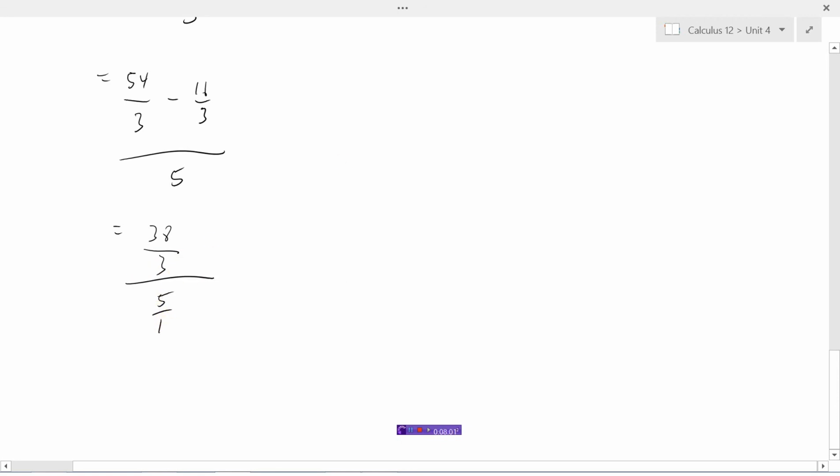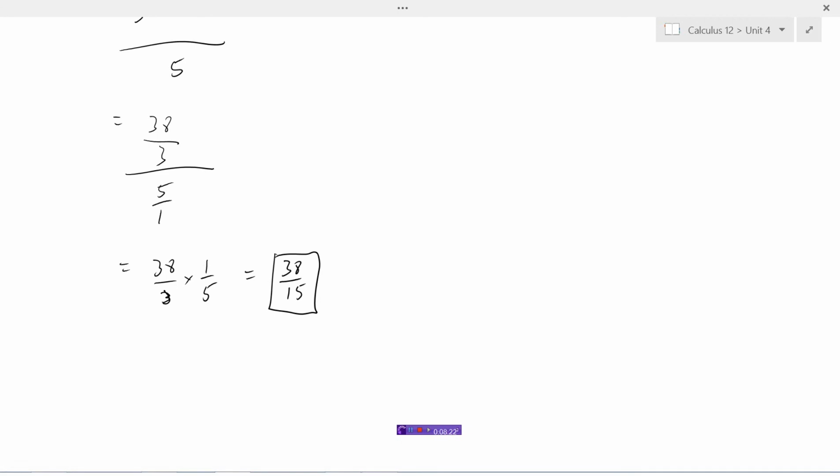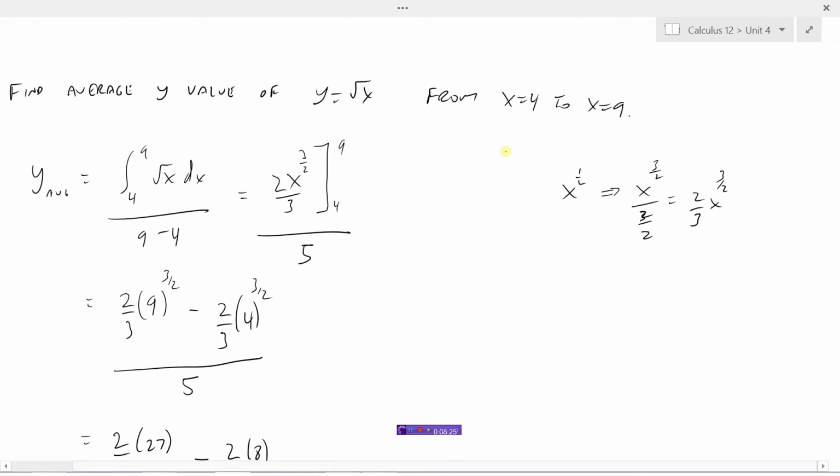5 is like 5 over 1. So we would end up with 38 thirds times 1/5, which is 38 fifteenths. So this becomes our average y value of our function between 4 and 9. So that's how we can find the average value of a function. That's the average y value of a function when we know the area and the width, and we simply divide them to find the average height.